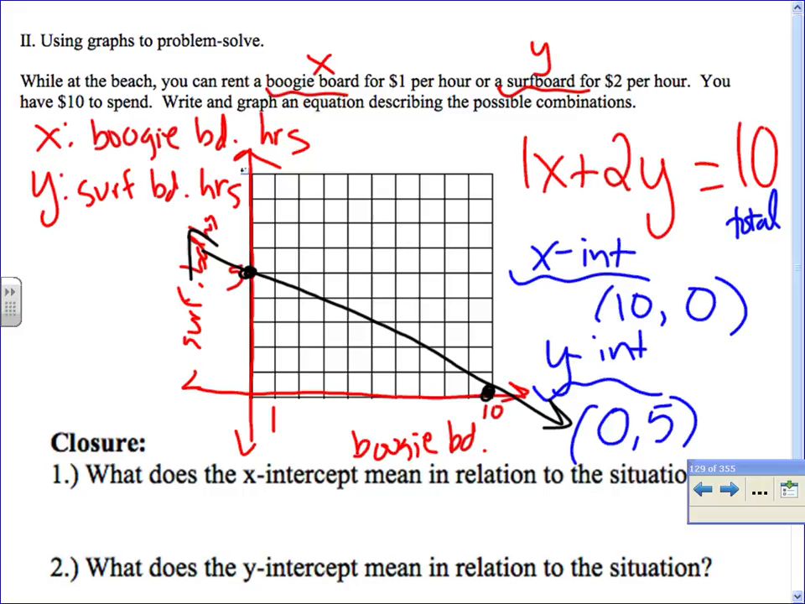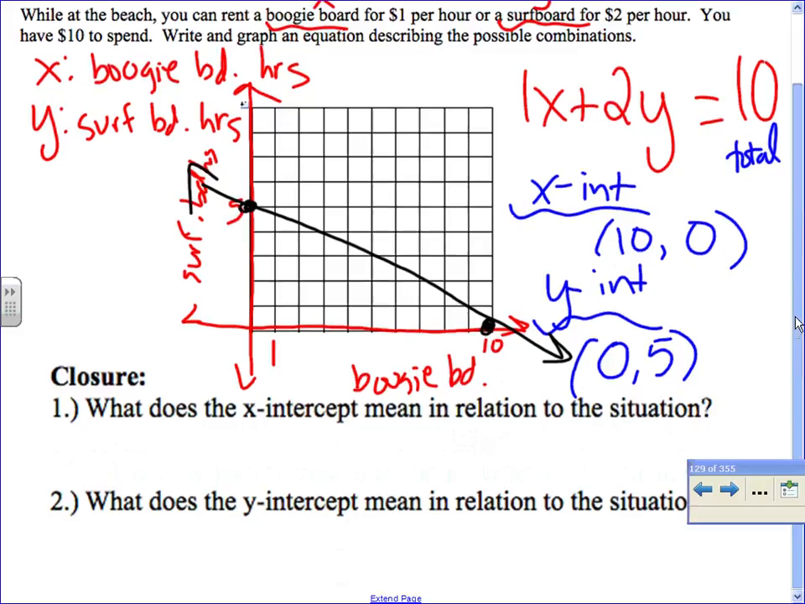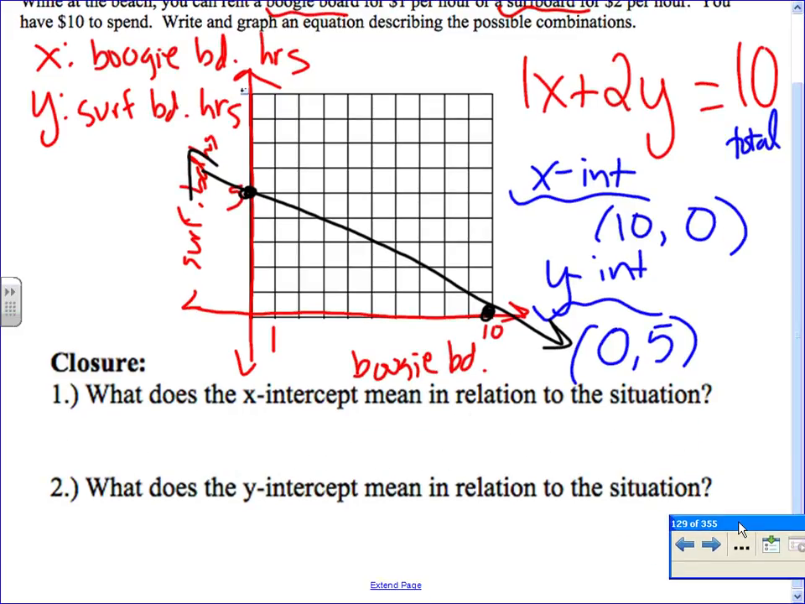All right. So any other questions or comments on the graph? Okay, so in the closing, number 1, if you didn't answer this yet, let's talk about this. What does the x-intercept mean in relation to the situation? So how can we explain the x-intercept? Doug? You gotta explain it. Annalise?